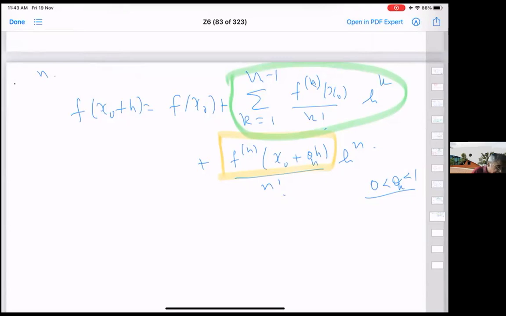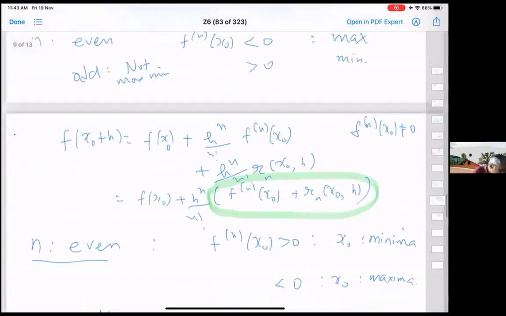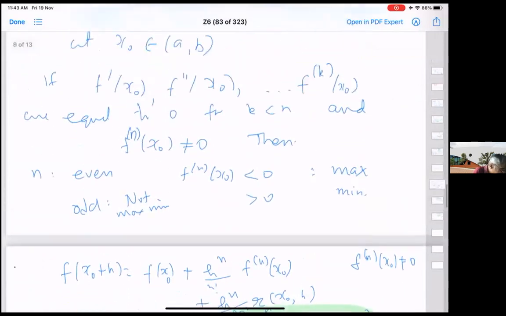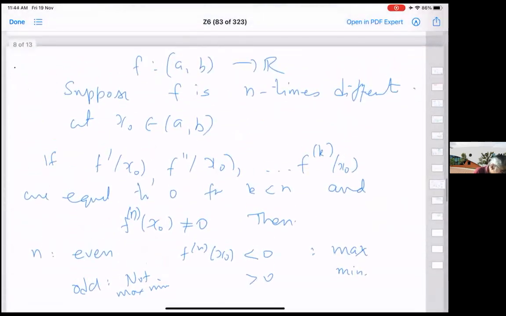Yeah, so our statement was that f is n times differentiable at x0, and if all the derivatives up to n minus 1 are 0 and the nth derivative is not 0, then when n is even, the positive or negative sign tells you the maxima or minima, and if n is odd, then you can tell that it's a point of inflection.